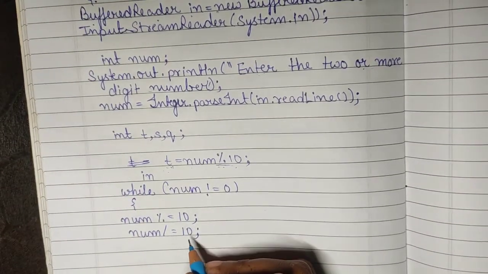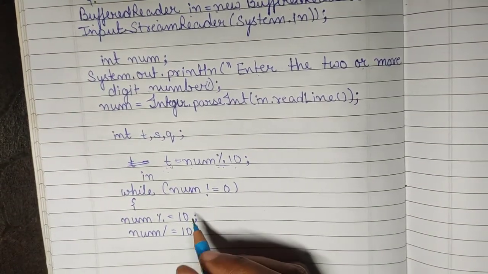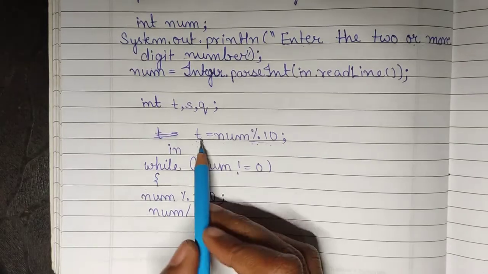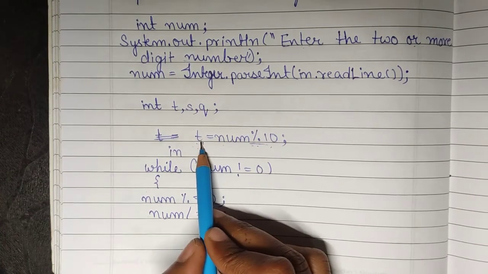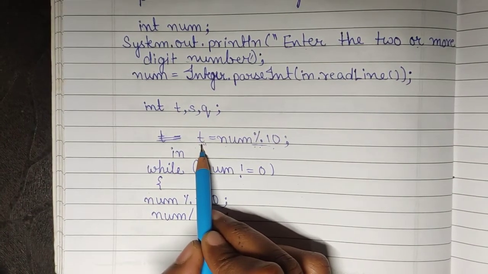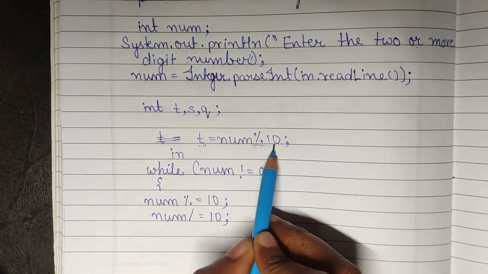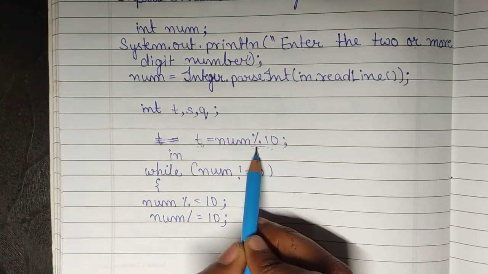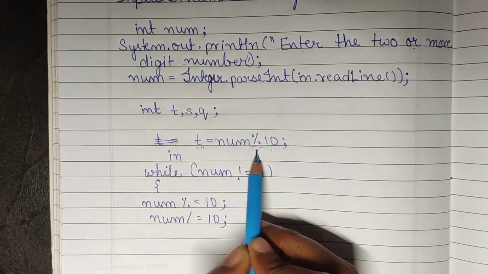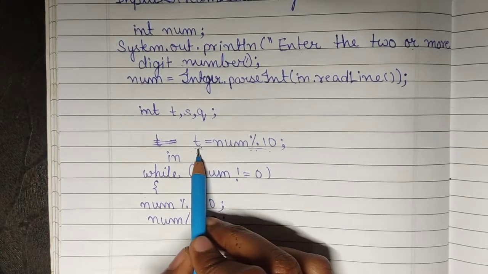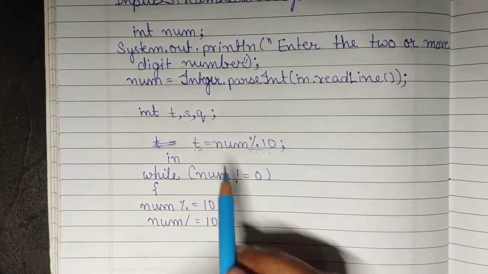here we will count the number of digits that are in that given number. Here we will take the last digit of that number into the variable t by dividing that number by 10 and getting the remainder by modulus. Modulus is a sign to find the remainder. So we will get the remainder and store it in the variable t.